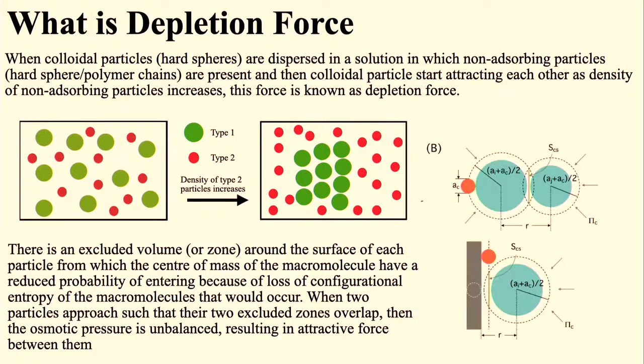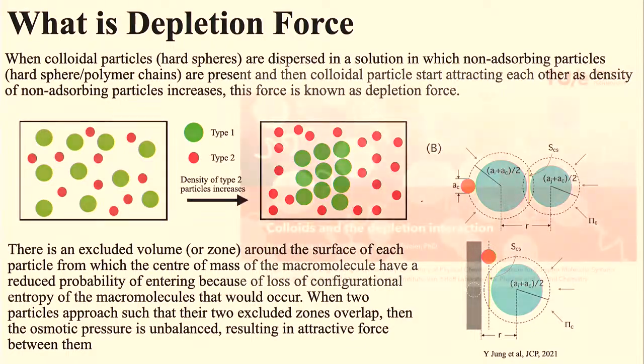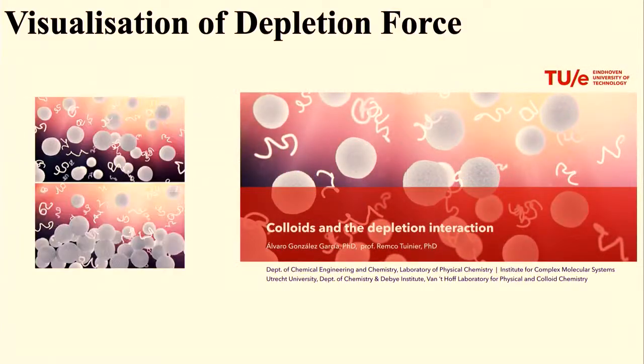The idea behind this is, if you consider a type 1 particle here, there is a volume known as excluded volume, in which the type 2 particles cannot enter. Because of this, they surround the type 1 particle, and there is an osmotic pressure difference, because of which type 1 particles experience an attractive force. This is a very basic idea. I'll show you some visualization.